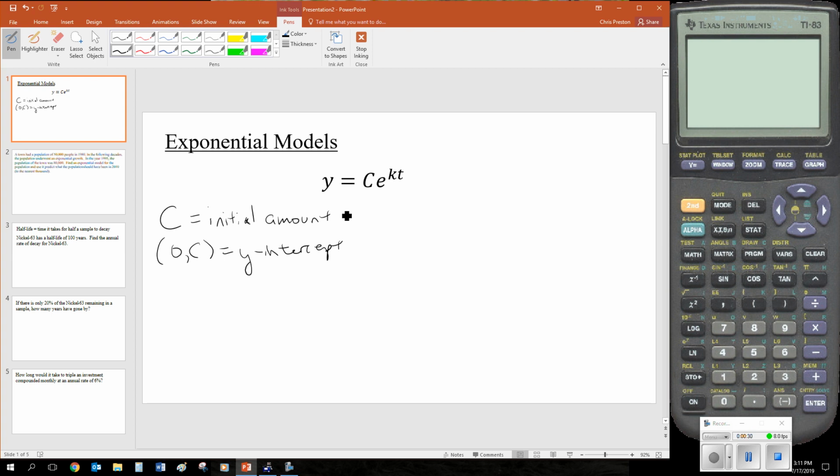When we say initial amount, what we mean is the amount at whatever we're calling time equal to 0. That might be 2000, might be 2020, whatever we call time 0, this is the amount at that moment. And then k is our rate. If k is positive, then we have a growth model, and if k is negative, we have a decay model.